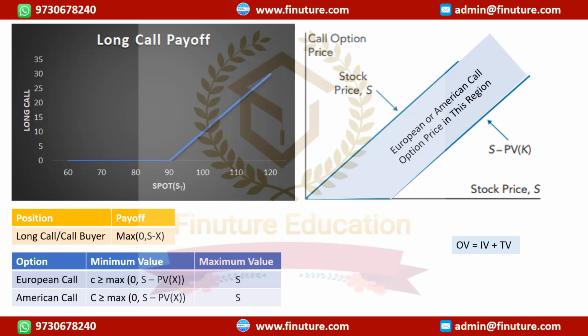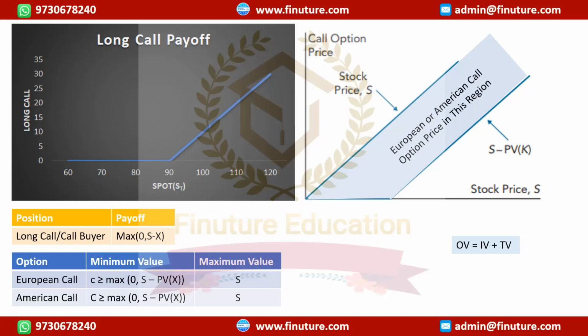So to factor in that time value, it has to be PV of X. If you don't include PV of X, that means you are assuming that one can borrow an amount at no cost, which is not true. Hence, we will end up getting a contradiction. So the minimum has to be spot less present value of the strike.